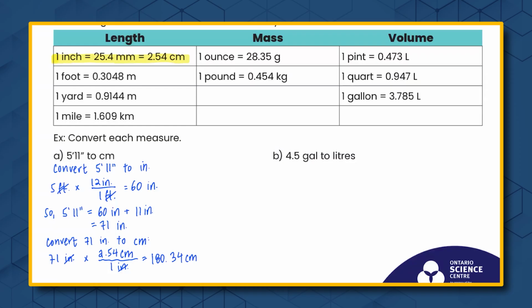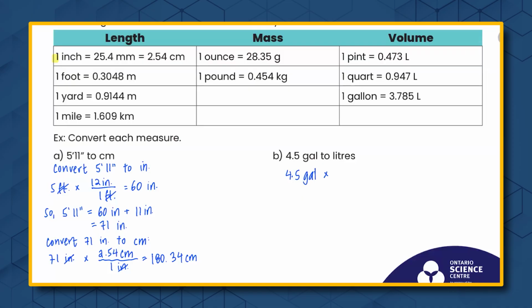Let's move on to example B. Here we want to convert 4.5 gallons to liters. This example is a lot easier than the other one because our original value, 4.5 gallons, is already 1 unit. We don't need to do any other conversions ahead of time. So let's take 4.5 gallons, and again, I want to convert it to liters.